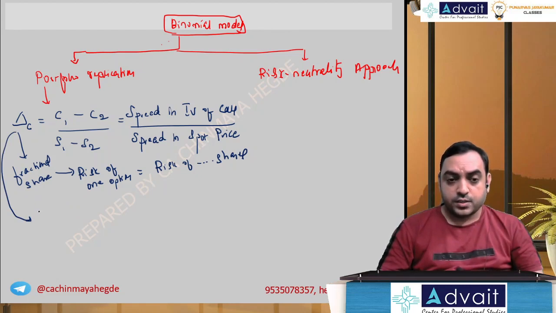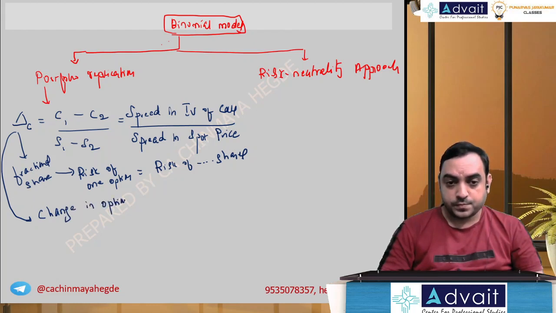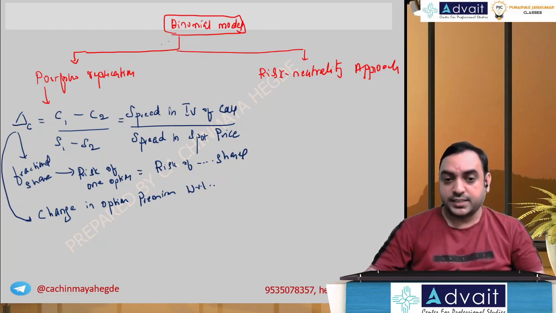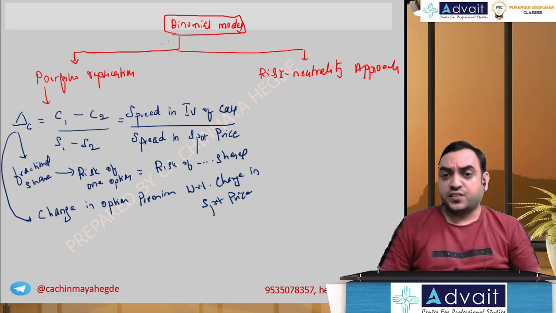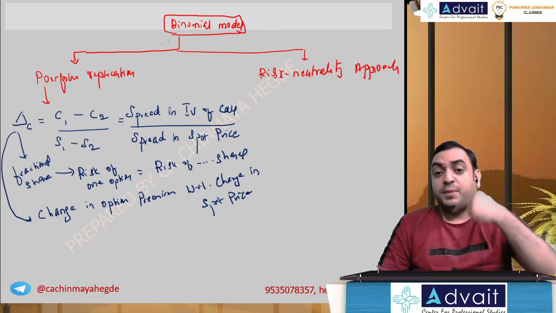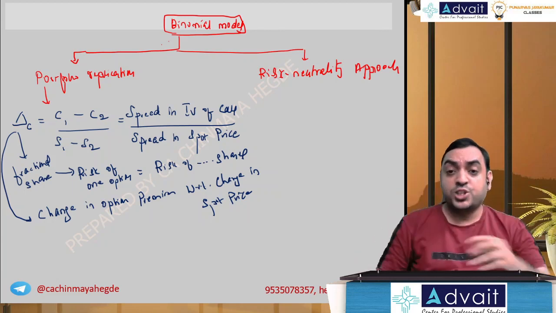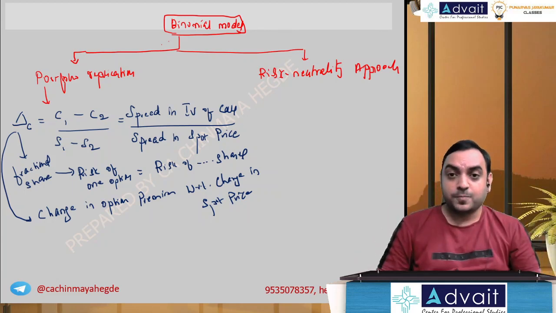You can also understand delta as the change in option premium with respect to change in spot price, the change in the underlying asset. It means if I tell you delta is 0.6, if the spot price changes by 1%, the call option premium will change by 0.6%.